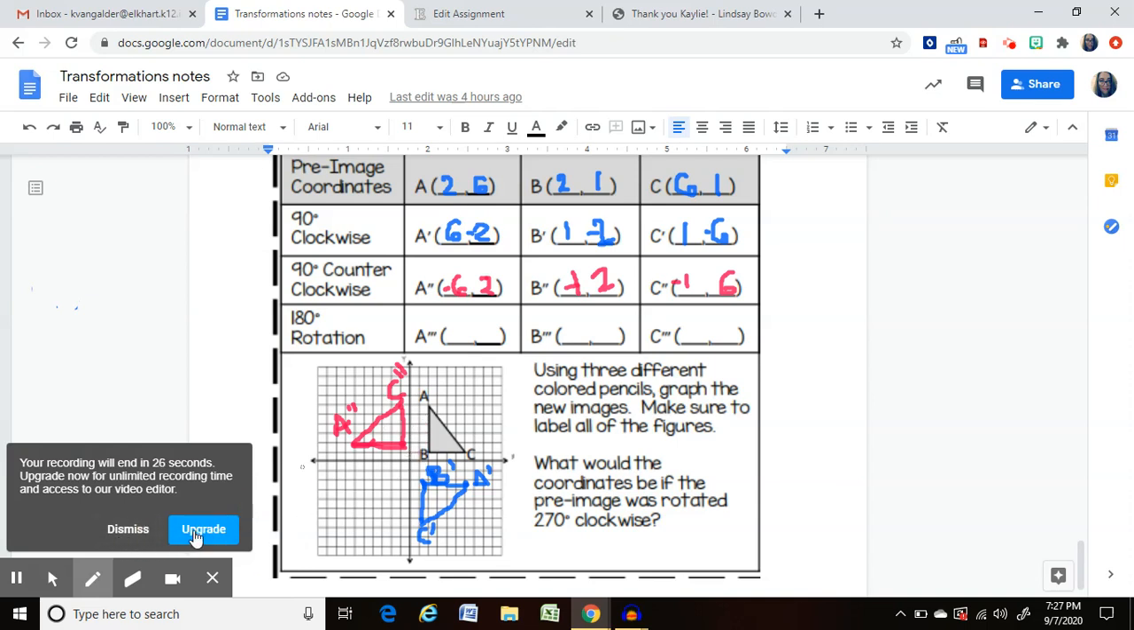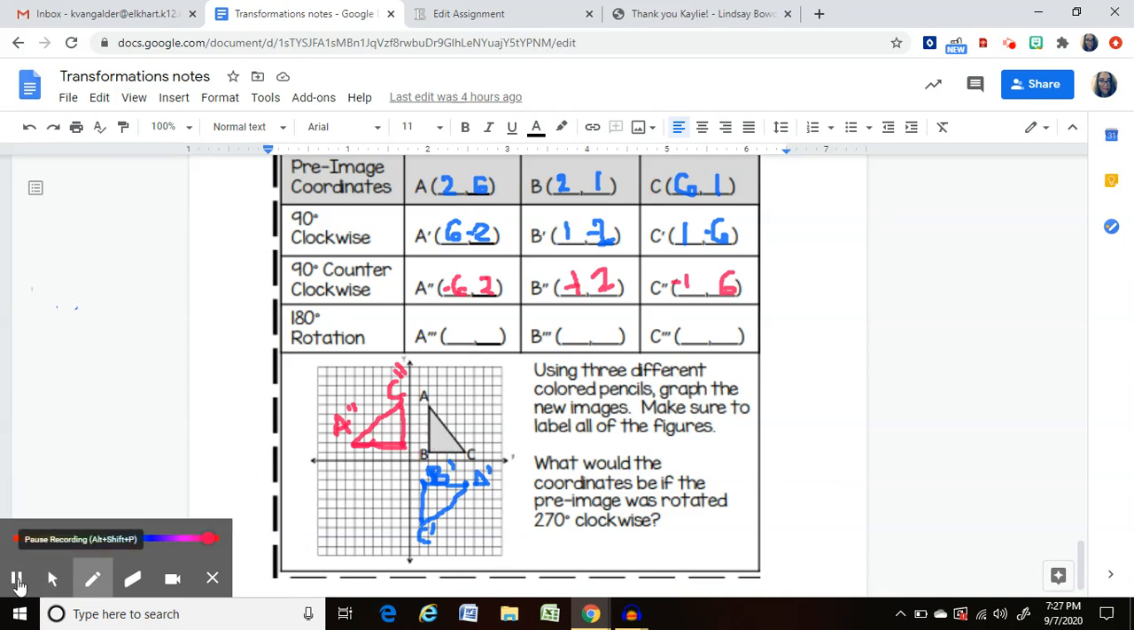And then I'm going to quickly do the rest of it. So all you do is make opposite signs. So I didn't flip anything. I just made opposite signs. And then I drew it over here. It rotated 180 degrees. And that's all.